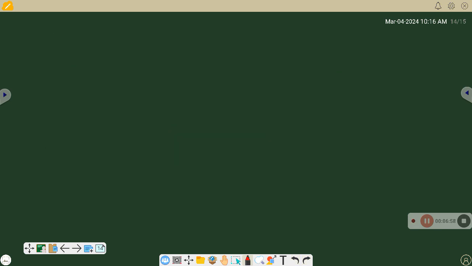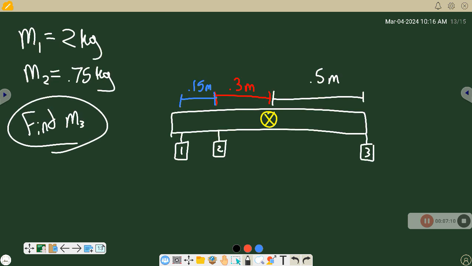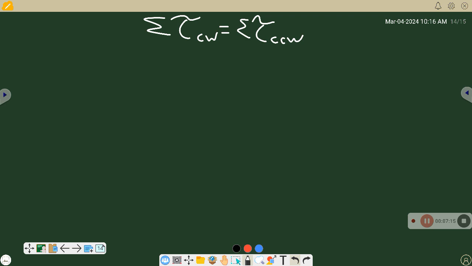Check it out. I'm going to start here. All of the torques pushing clockwise are equal to all of the torques pushing counterclockwise. So which torques are pushing clockwise? Well, in this case, it's just going to be mass 3 over here. Okay? So the torque from 3 equals the torque from 1 plus the torque from 2.